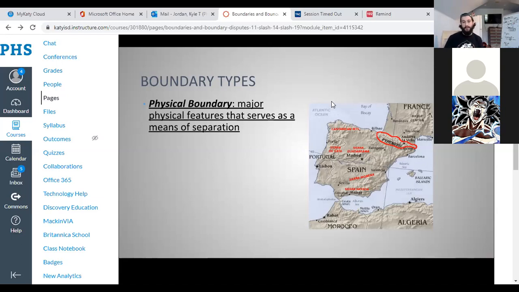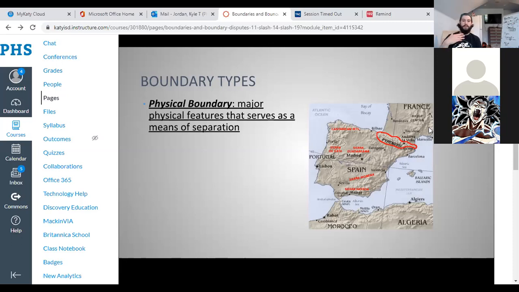Then we have the physical boundary. These are major physical features that serve as means of separation. We see this in Europe, between Spain and France. We have the Pyrenees Mountains, which is basically this line of mountains that goes across this peninsula here and cuts off Spain and Portugal from the rest of Europe. And that is a physical boundary. That's the boundary that Spain and France decided would be their boundary, just these mountains right here, because it's so difficult to get across.